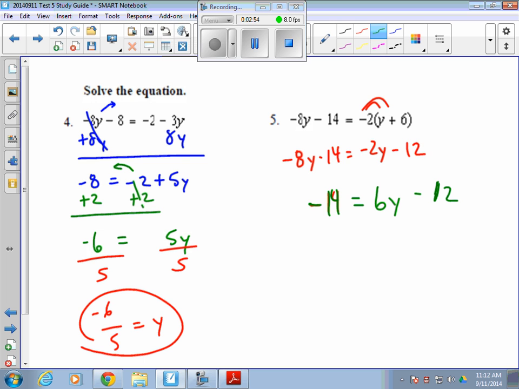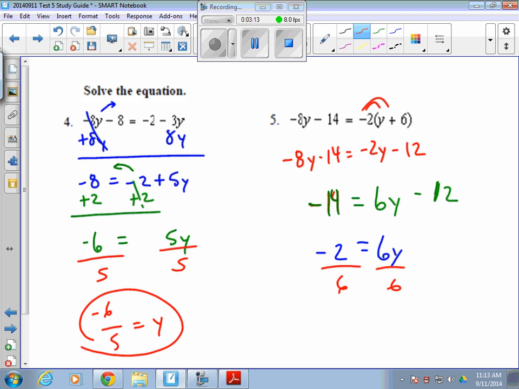Since you brought 6y over to the right, now you have your y's on the right. Undo minus 12 by adding 12 to both sides. If you add it to the right, it cancels out and just leaves you with 6y. If you add it to the left, you have negative 2. So you have 6y is equal to negative 2. Undo that by dividing by 6 on both sides.